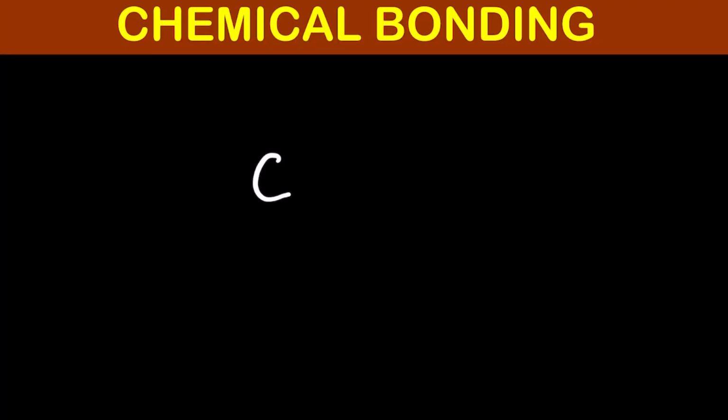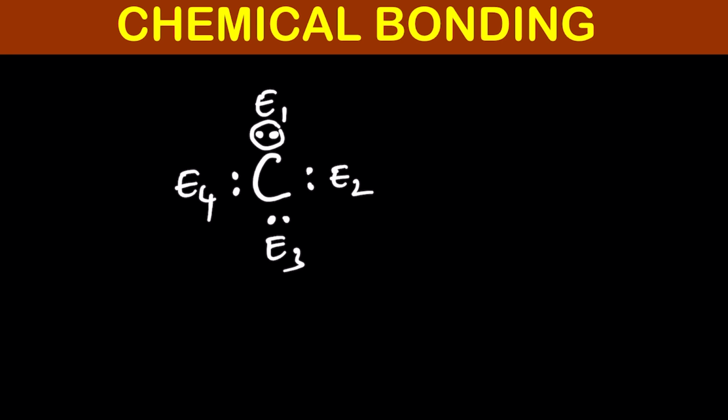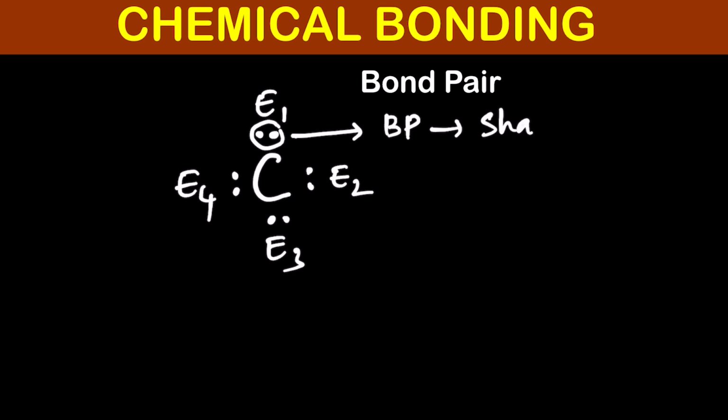How do we go about electron pairs? Suppose C is a central atom, and this central atom is bound to element 1, element 2, element 3 and element 4. Assume that with each of the elements it shares an electron pair: the first electron pair, second electron pair, third electron pair, fourth electron pair. Now this electron pair which is shared is referred to as a bond pair. A bond pair represents a shared pair of electrons.